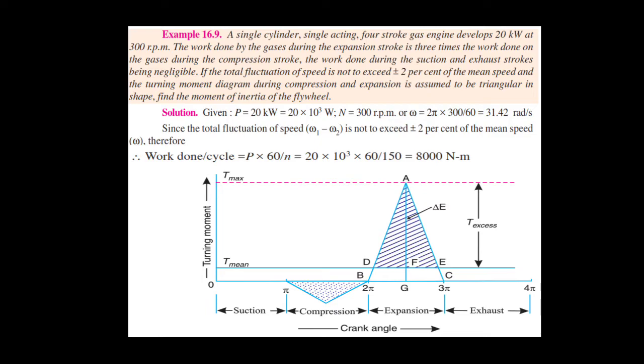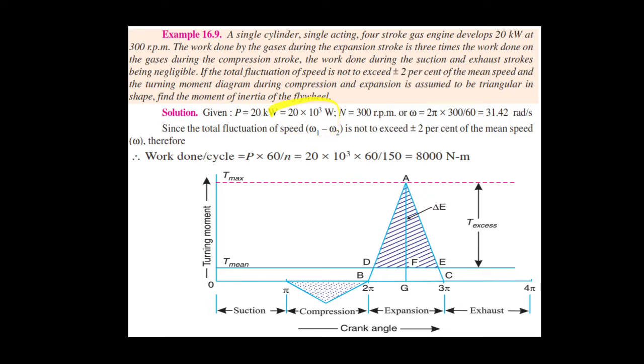So work done per cycle, work done per stroke, in this manner we have to calculate ΔE, the total fluctuation of energy. Indirectly the power stroke is given in this problem. P is equal to 20 kilowatts.